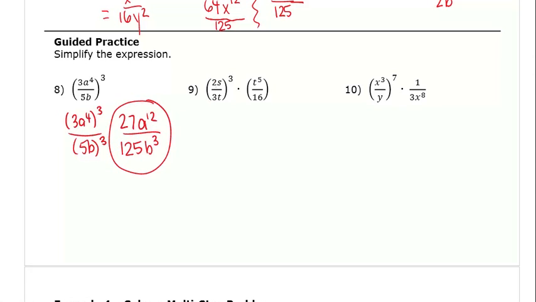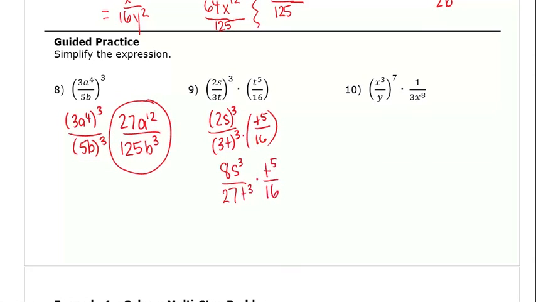Number 9, nothing to simplify on the inside, so I'm going to do my power of a quotient first. So (2s over 3t) to the 3rd, and then times that other stuff still. 2 cubed is 8 times s cubed. 3 cubed is 27 times t cubed. And then we're going to do times t to the 5th over 16.